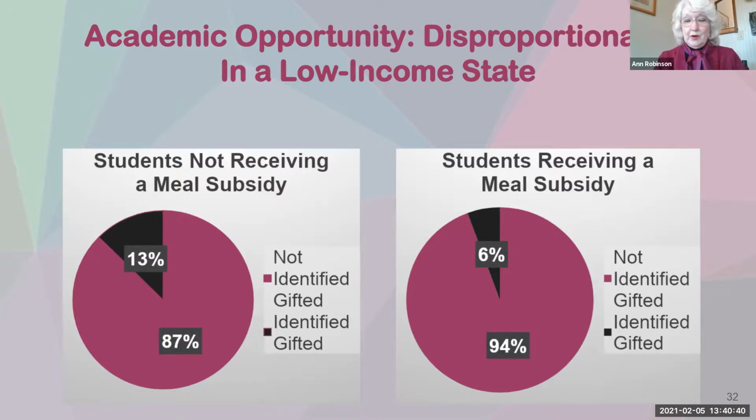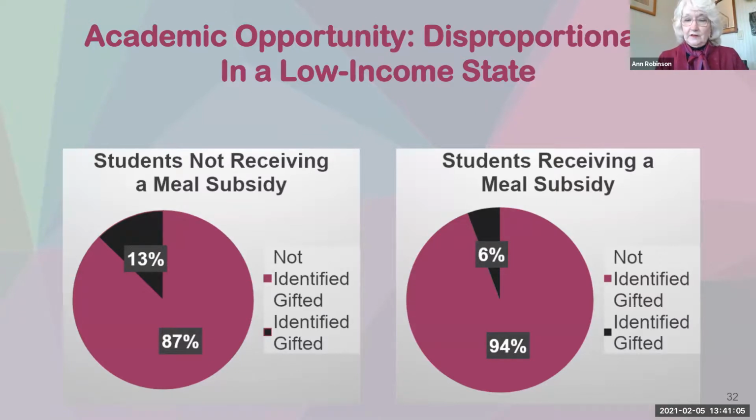So let's look at these two pie charts because they tell the tale. These are data from a statewide analysis of children in grade 3. That's the grade at which this state traditionally formally identifies gifted students so that the services that follow funding can be accorded to schools. And here's what these two pies show us.